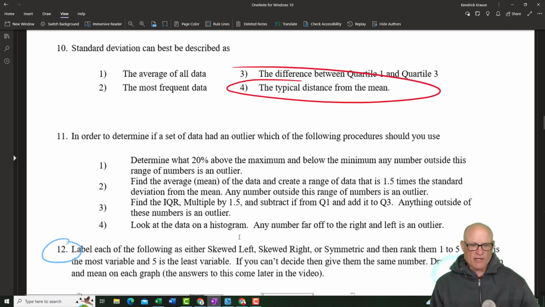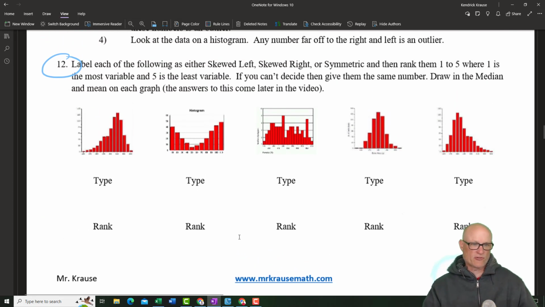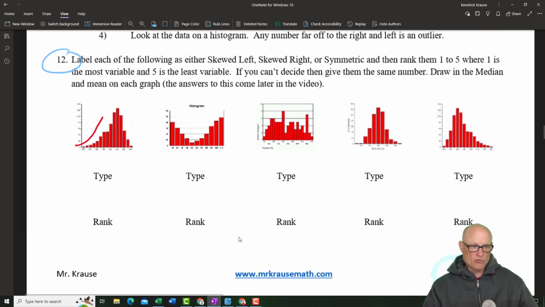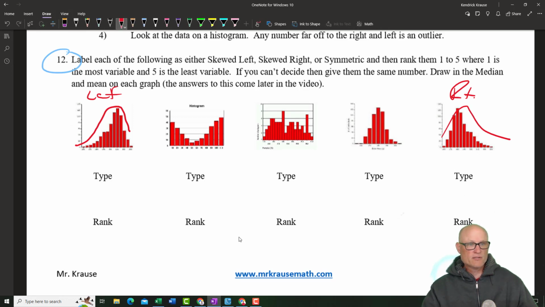All right, so I'm not sure we got through all of these. Just to make sure you understand, this one is skewed left. This one is skewed right. And the rest of these 3 are symmetrical. Now remember, if it's skewed left, that means the tail goes this way, but also the mean goes this way.